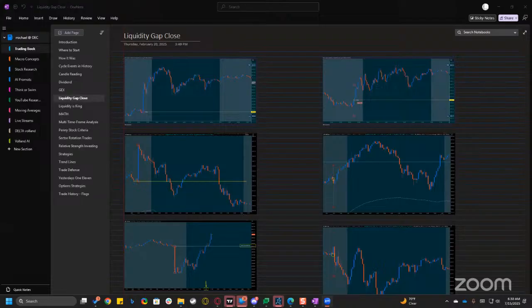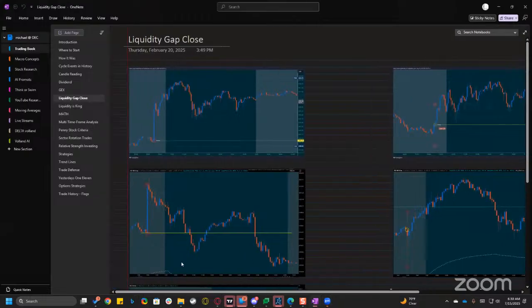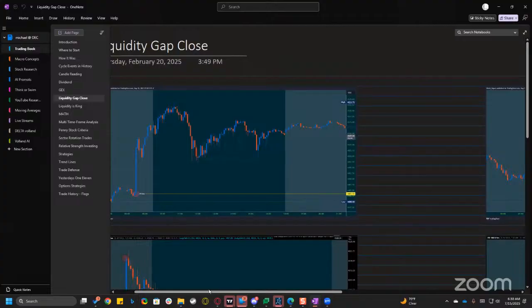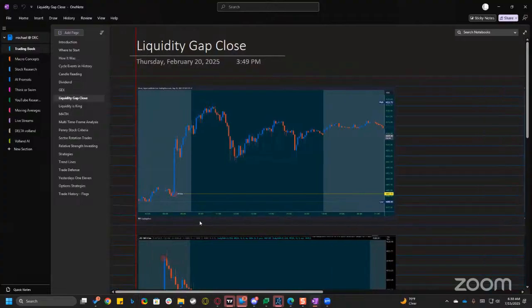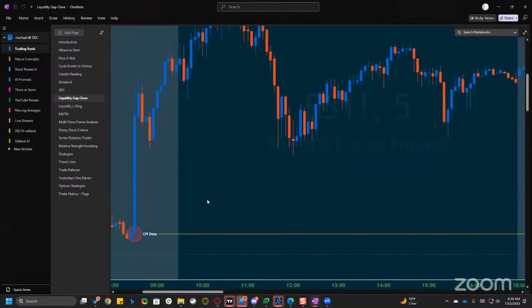So we got CPI today, which gives us an opportunity to perhaps see a liquidity close gap play. I generally take the opportunity to show what we're looking for, and I will, of course, show you examples of what we don't want to see. This pattern happens all over.